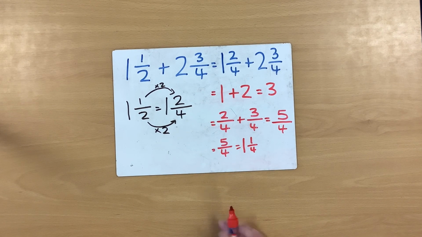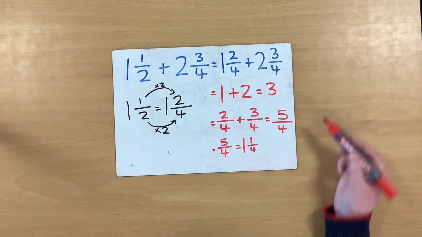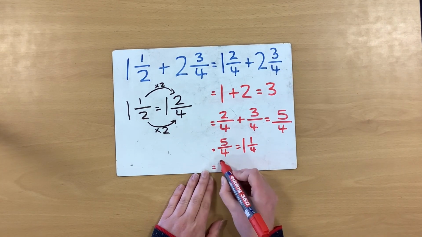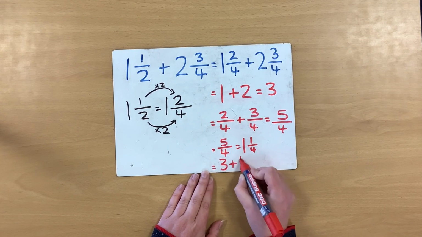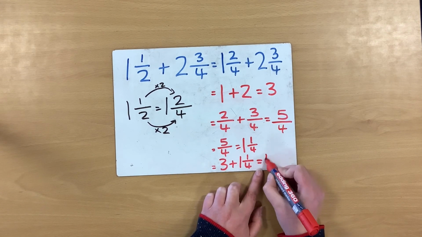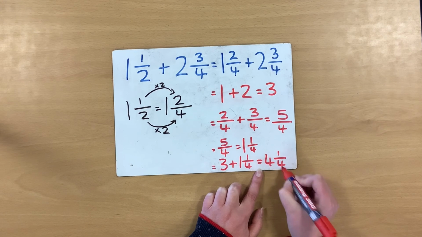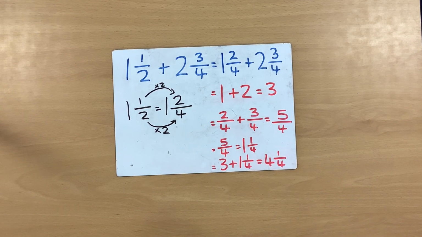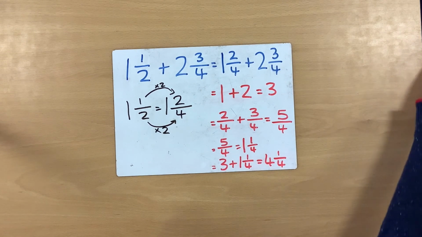Now I need to add back on my wholes that I had at the beginning. So I'm going to do my 3 wholes, add 1 1/4, which is 4 1/4. Can I simplify 4 1/4? No, it's already in its simplest form. So my answer is 4 1/4.